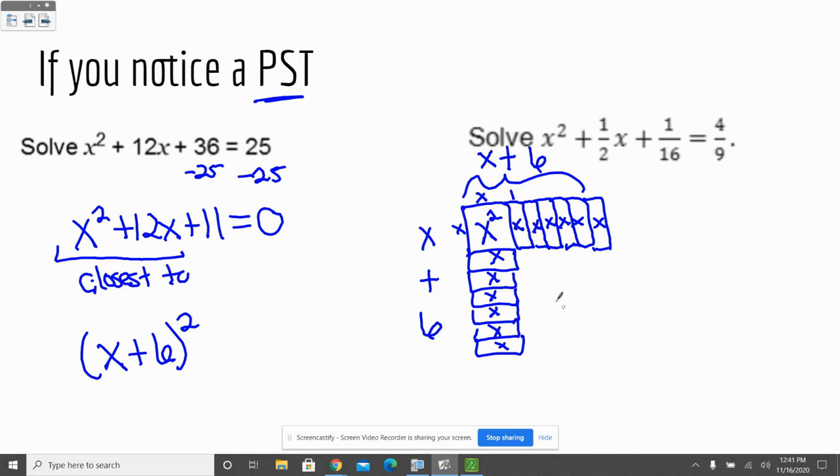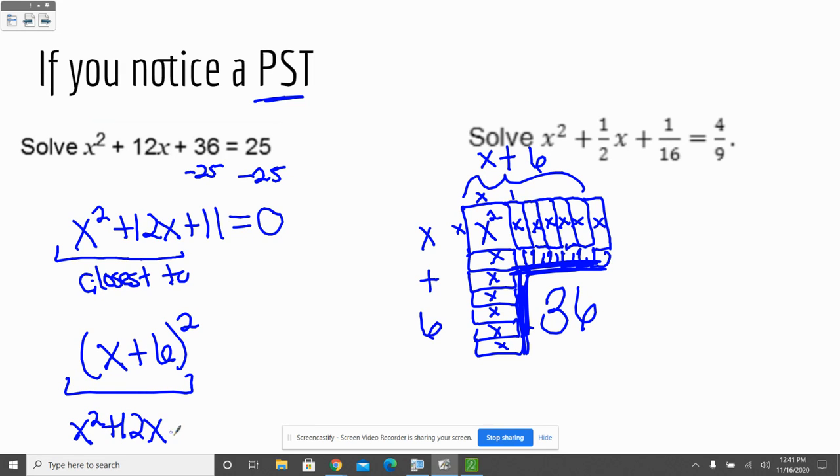If it was an x plus 6 squared, all these little pieces in here would be ones. And that's 1, 1, 1, 1, 1. So there's 6 by 6 or 36 little ones in there. So what this would be, if it was right, would be an x squared plus 12x plus 36. But that's not what I have. I actually have x squared plus 12x plus 11. So how can I get from 36 to 11? Well, I'm going to have to subtract 25. And that will equal 0.